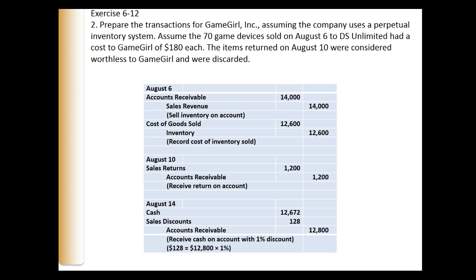When we received the cash, we would debit the cash for $12,672. We would debit a sales discount of $128 and credit the full amount of accounts receivable of $12,800.